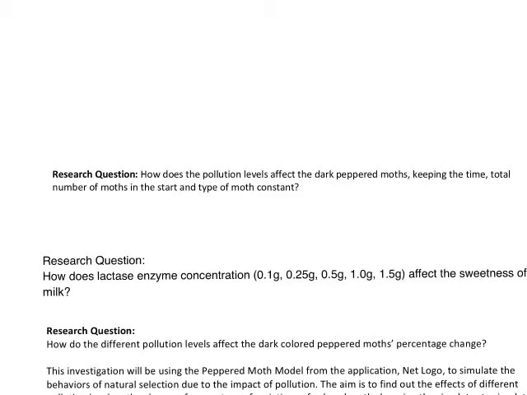Okay, so this first one: how does pollution level affect dark peppered moths, keeping the time, total number of moths at the start, and type of moth consistent? Some things I like: we have an independent variable that's pretty clear. It's pollution levels. That's great. And then they talk a lot about the different kinds of controls they have. I'm not sure, they kind of went overboard with that a little bit. But they have this word "affect," right? Affect the dark peppered moths. This is an unclear dependent variable.